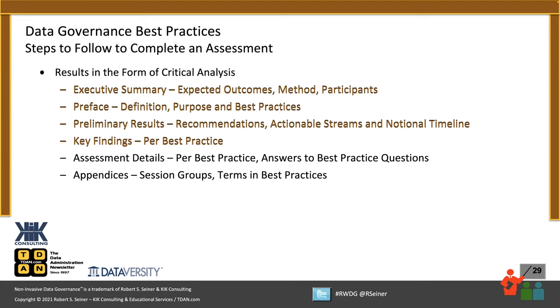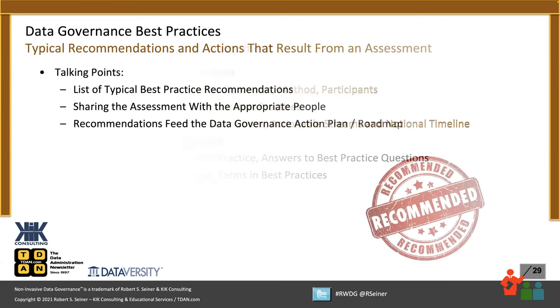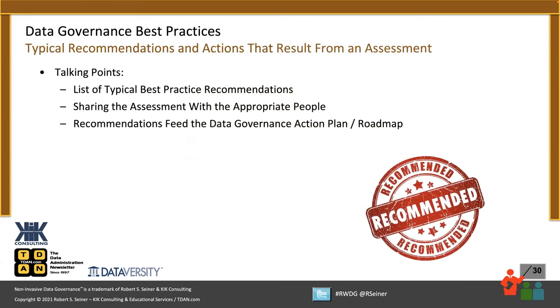So again, the things that most people will read when they read through the assessment are going to be that executive summary, that preface, so they understand how you're defining things, what the purpose of governance is, what the best practices are, and your preliminary findings. A lot of times they may even stop after they see what the recommended actions are and the streams that are necessary to implement an effective program. And then the key findings, they may get that far. Sometimes you always want to provide the detail, but oftentimes people are going to focus on those things that I've highlighted here. So let's talk about some typical recommendations and the actions that would result from an assessment.